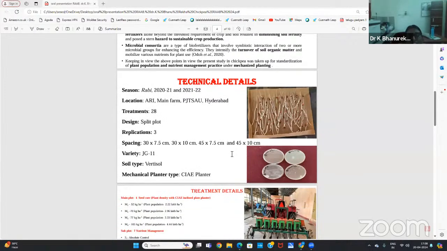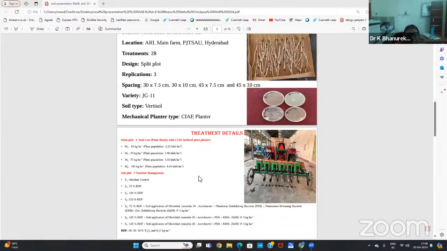The technical details: in the Rabi season, we took 2 consecutive seasons, 2020-21 and 21-22, for the PhD study. The location was the Agriculture Research Institute main farm, with 28 treatment combinations, and the design was split plot with 3 replications. In the main plot, you could have an eye on this.